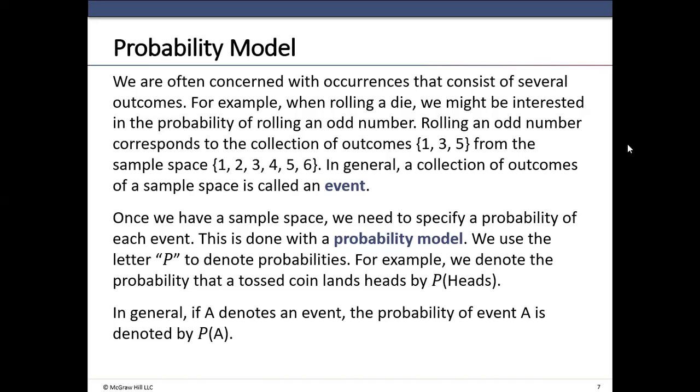Once we have a sample space, we need to specify the probability of each event. This is done with a probability model. We use the letter P to denote probabilities. For example, we denote the probability that a tossed coin lands heads by capital P in parentheses, heads. In general, if A denotes an event, the probability of event A is denoted by P in parentheses, capital A.